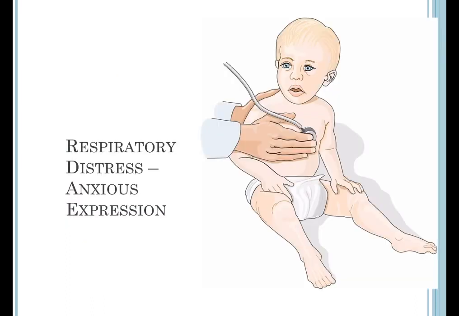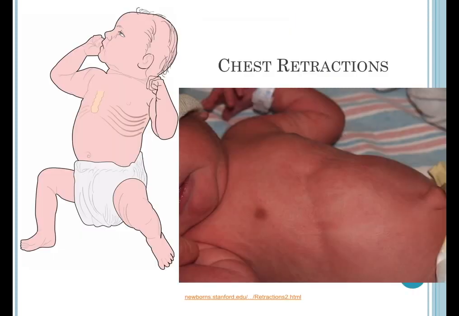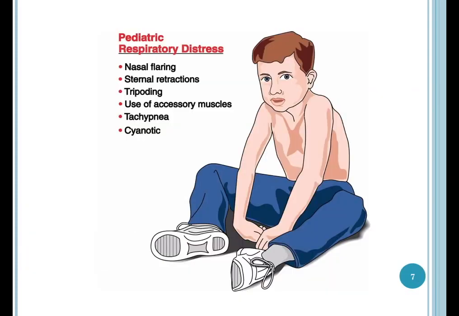So when you look at this kid's face, he has an anxious expression. He's sort of staring out, not really fearful of the provider, but he's fearful because he can't get in enough oxygen. Here's an example of respiratory retractions, and these retractions can be intercostal, subcostal, suprasternal, substernal. And this is a child who is in profound respiratory distress.